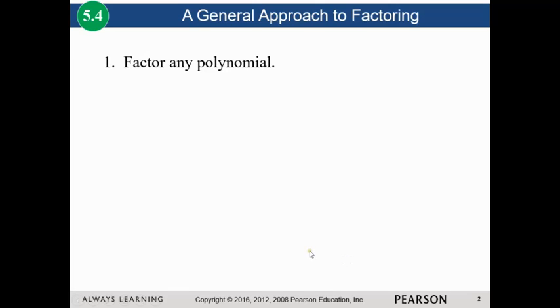Okay, so section 5.4 is included in the course as sort of a summary of all the methods for factoring. If you look at sections 5.1, 5.2, and 5.3, a lot of information is presented. This one here is just to bring it all into perspective, I suppose. So what we're looking at here is an objective of factoring any polynomial.